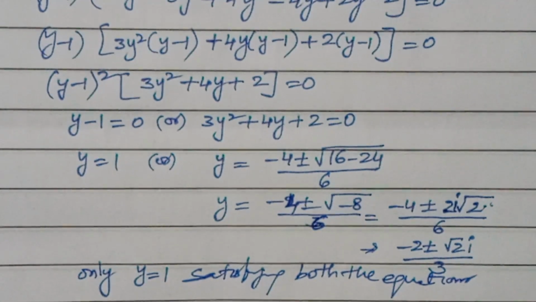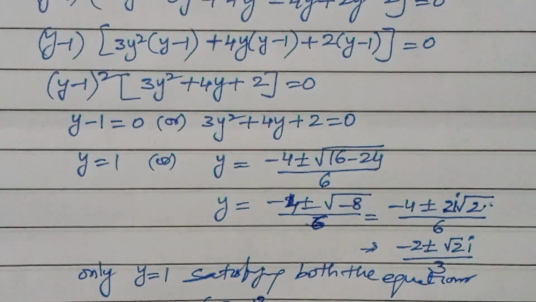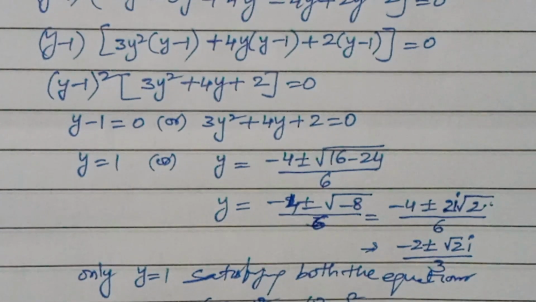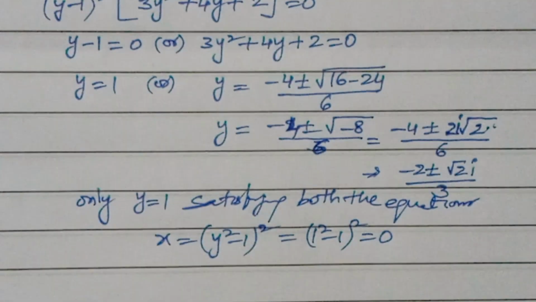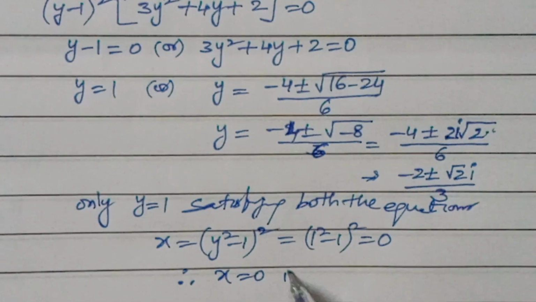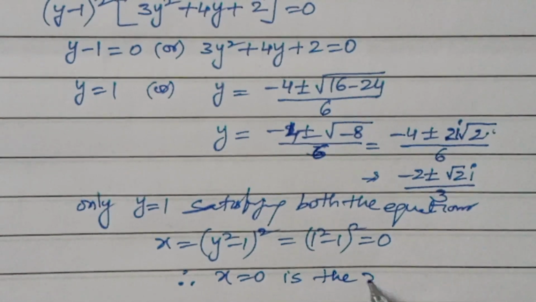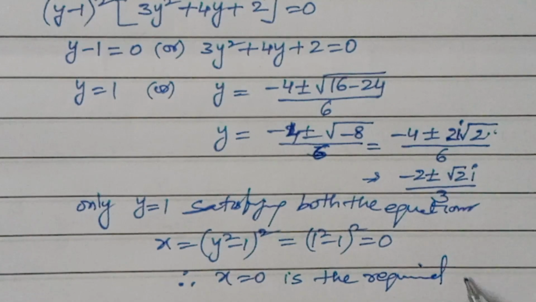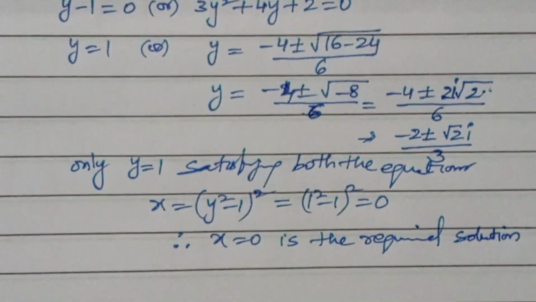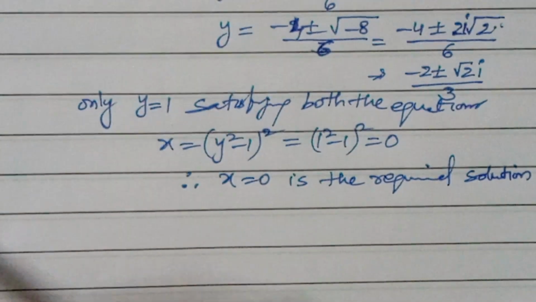X is equal to y square minus 1 whole square. 1 square minus 1 will give 0. Therefore, x equal to 0 is the required solution. Now we'll go to the second method.